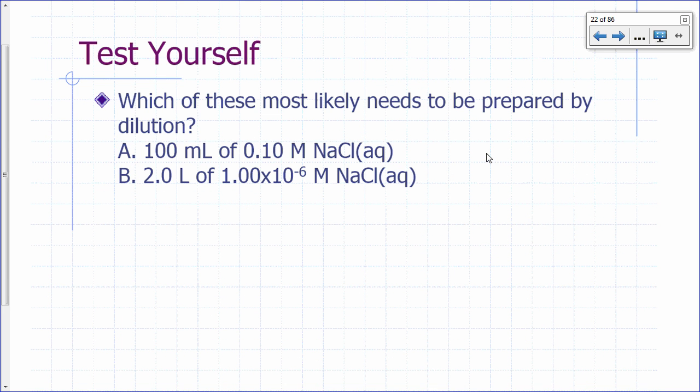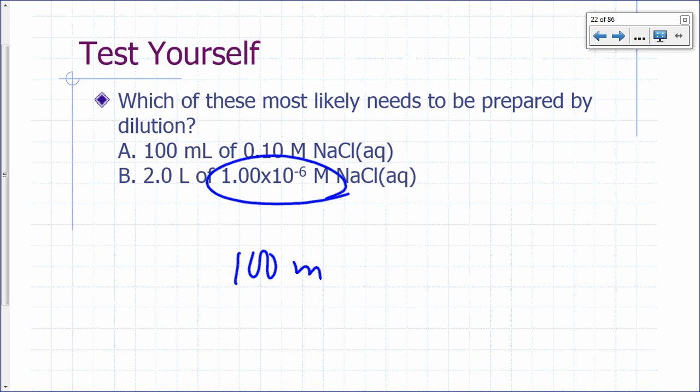Okay, how about this question? Which of these most likely needs to be prepared by dilution? 100 mils of 0.1 molar sodium chloride or 2 liters of 1 times 10 to the negative 6 molar sodium chloride? Okay, you can see this is a very low concentration. You can actually calculate the moles here if you want.